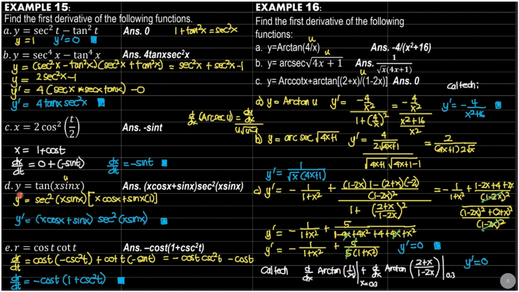So letter D, y equals tangent of quantity x sine x. Imagine this is y equals tangent of u. The derivative of tangent of u is secant square of u. Then the derivative du dx. So derivative of x sine x, product. So x, derivative of sine x, cosine x, plus sine x, derivative of x, 1. Then simplify, that's quantity x cosine x plus sine x, times secant square of quantity x sine x. Letter E, r equals cosine t cotangent t.